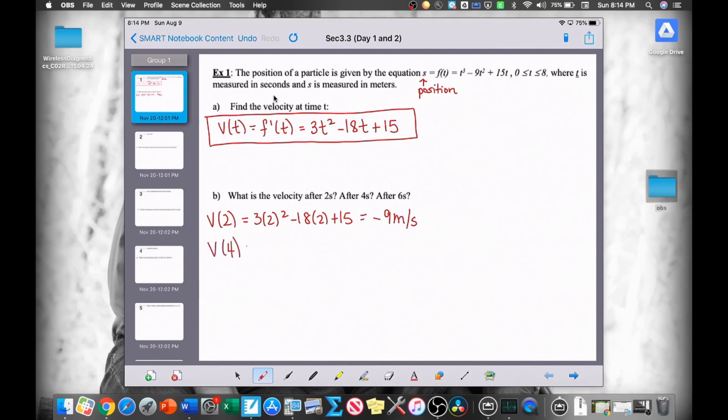V of 4 is going to be 3 times 4 squared minus 18 times 4 plus 15. You do the math and you get again negative 9 meters per second. So same velocity after 4 seconds as after 2 seconds. The particle's still moving in the negative direction at that point in time. And then finally, v of 6 would be 3 times 6 squared minus 18 times 6 plus 15, which gives me a velocity of positive 15 meters per second. So now the particle, after 6 seconds, is moving in the positive direction at 15 meters per second.